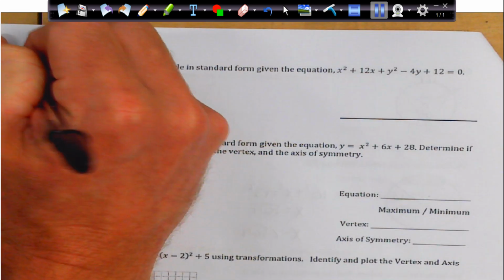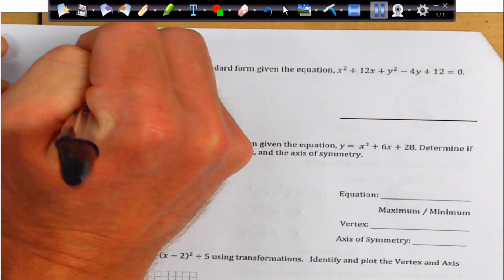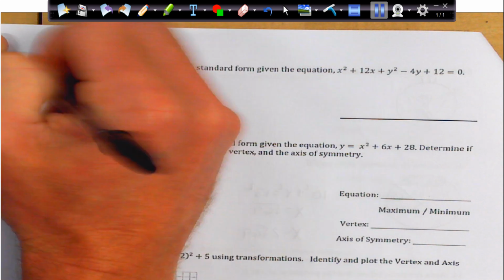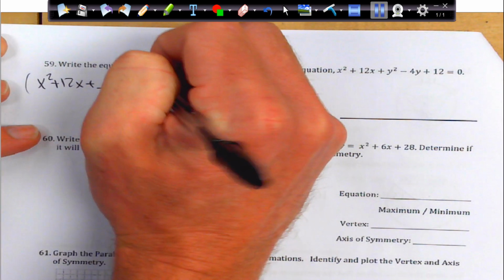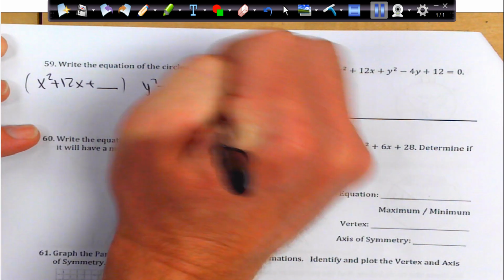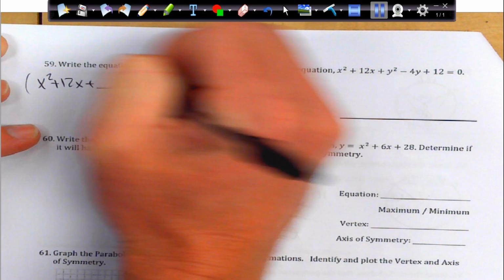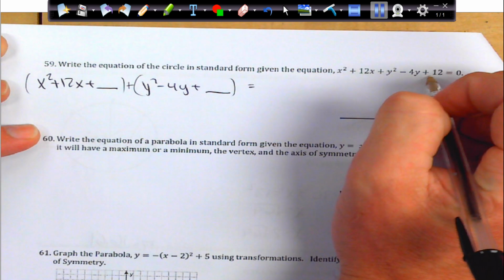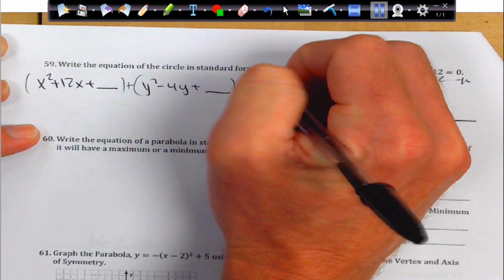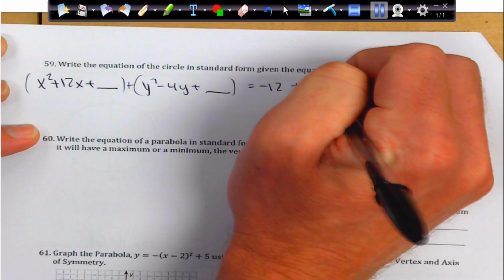We're going to do x squared plus 12x plus blank. That's our first grouping. And then we're going to do y squared minus 4y plus blank. That's going to be my second grouping. And then it's going to equal, I'm going to subtract the 12 over. And then I'm going to do plus blank plus blank.